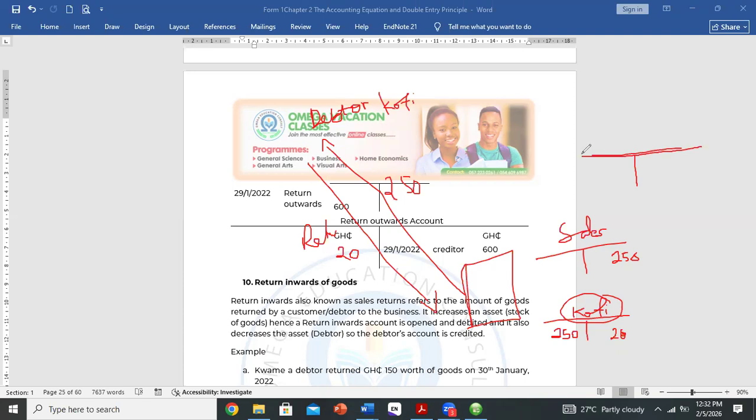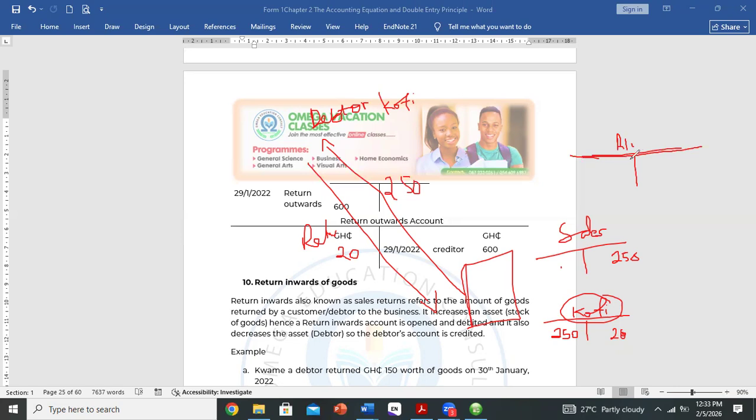Okay. So when we sold, the stock decreased. Now the person is bringing it back. So the stock would what? Increase. And if stock is increasing, we open what? Return inwards account. We don't have to put it in the sales account. So we put it in the return inwards account and then we debit.